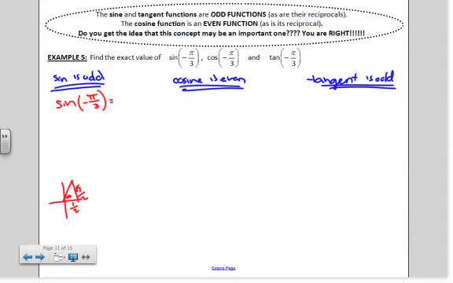You know what might be helpful is let's write out what our coordinate actually is. Our coordinate of our point is 1/2 and square root of 3 over 2, because now we can relate it to our x and our y. Our sine of negative pi over 3, because sine is odd, would be the negative sine of pi over 3. What's the sine of pi over 3? Square root of 3 over 2, so our answer is negative square root of 3 over 2.